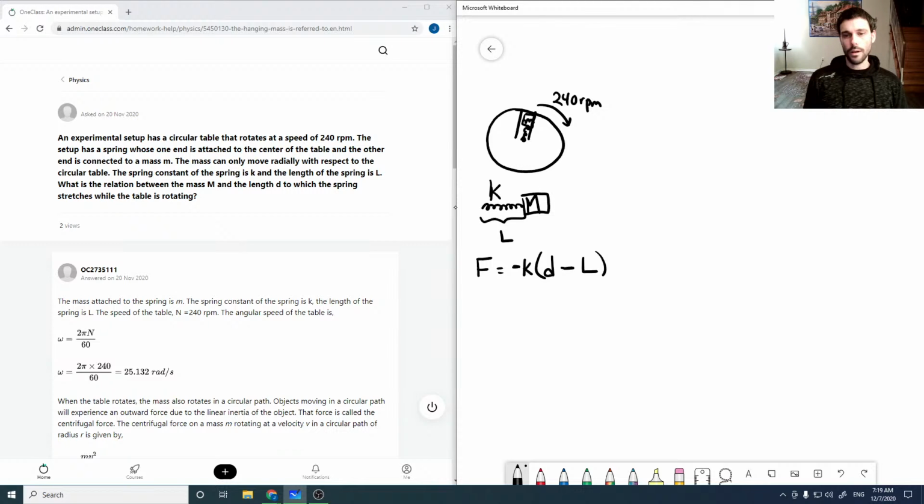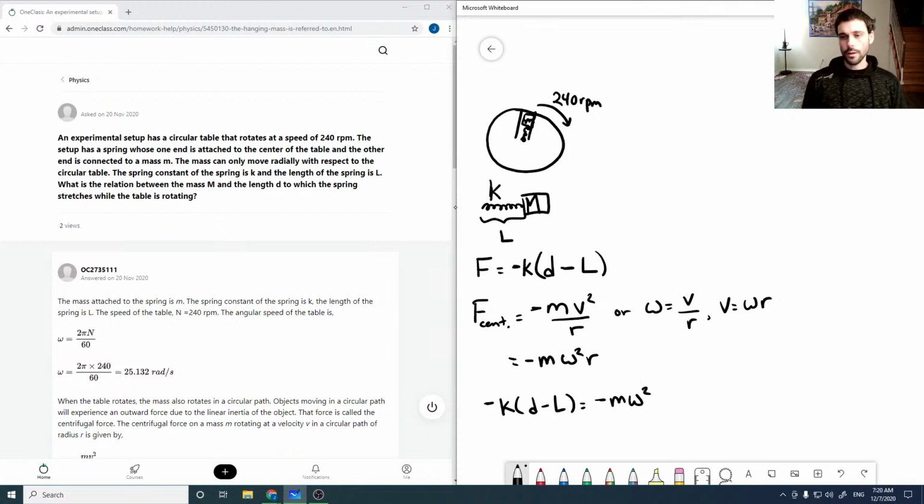Now as the table rotates, we're going to get a centripetal force, which must be equal to minus M V squared over R. Omega is V over R. And solving for V, we can plug that in here and get minus M omega squared r. So our restoring force here, which is our spring force, must be equal to our centripetal force, or minus k d minus L is equal to minus m omega squared r.